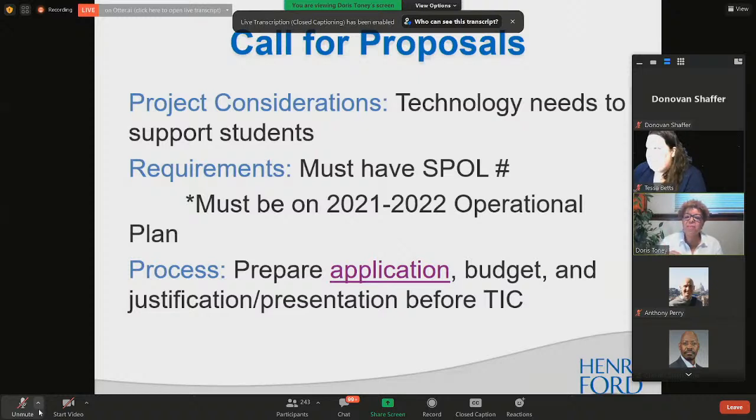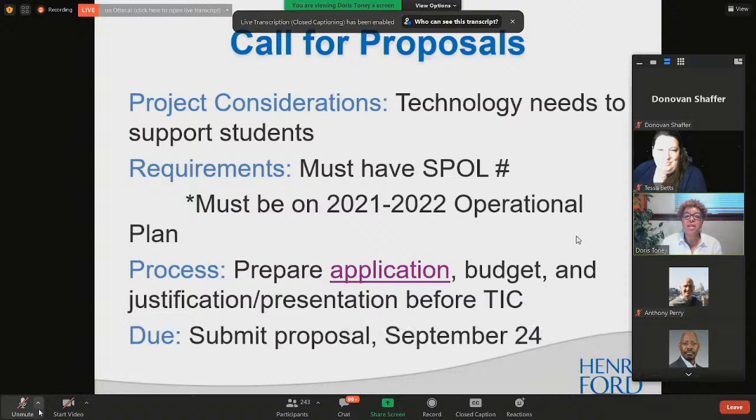And so you prepare the application. This is a live link that will take you to the page where the application exists. But the application consists of, you provide information on what it is that you would like for us to fund, what kind of technology there is, how will it support our students. You provide all of the equipment, you lay it out, you provide a budget, you justify why we should consider your proposal. And then at that point, we submit it, we review it, we have you come in, and we have you present.